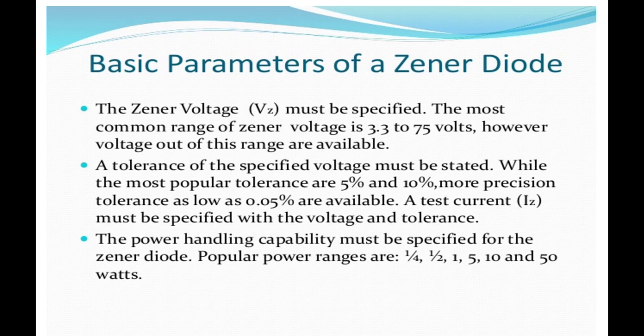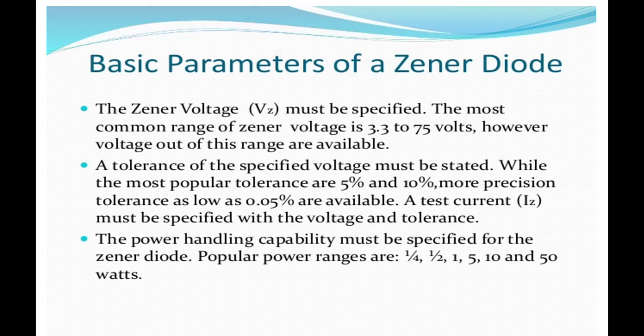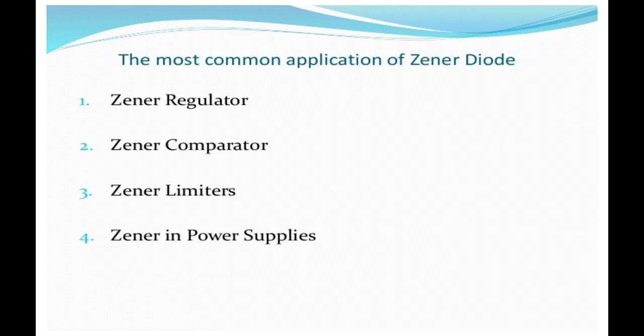The most popular tolerances are 5% and 10%, and for more precision, tolerance as low as 0.5% is available. The test current Izt must be specified with the voltage and tolerance. The third parameter is the power handling capability, which must be specified. The popular power ratings are 0.25, 0.5, 1, 5, 10 and 15 watts.